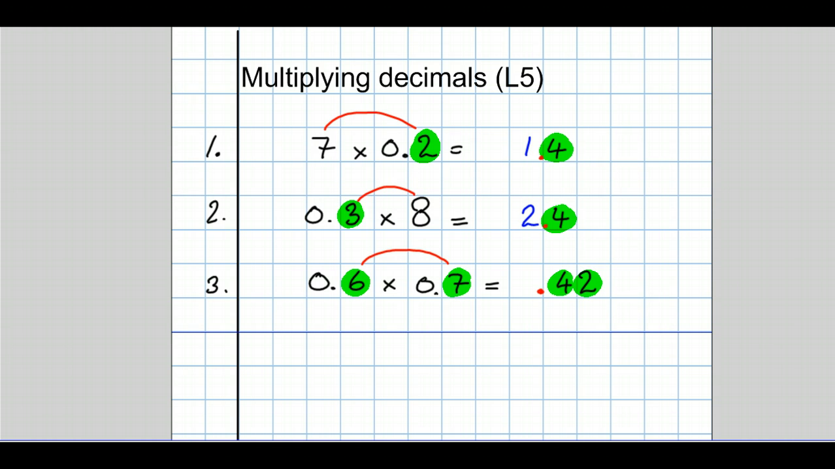Now you can't begin a number with a decimal point, so we have to put a 0 in. So it's 0.42.